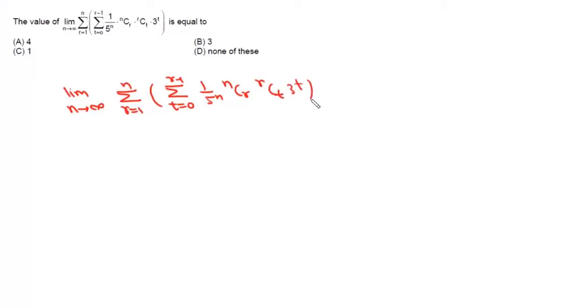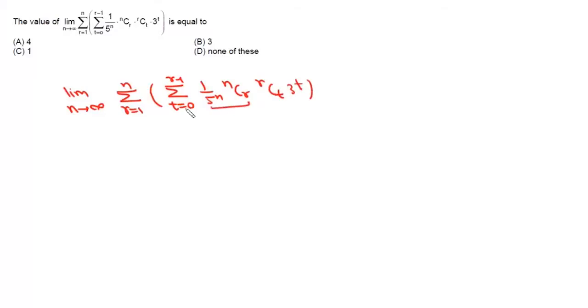Now here the question is, find the value of this limit n tends to infinite, then this summation r varies from 1 to n, this summation t varies from 0 to r minus 1, 1 upon 5 to the power n, nCr, rCt and 3 to the power t.